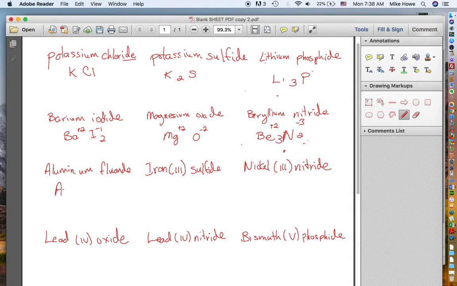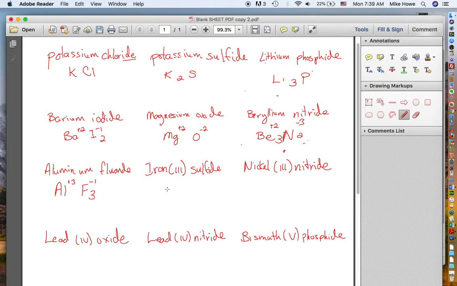All right, over here we got aluminum fluoride. So aluminum, Al, fluoride, F. The charge on aluminum is +3 if you look at your chart. Fluorine's -1. So how many -1s do you need to match a 3?